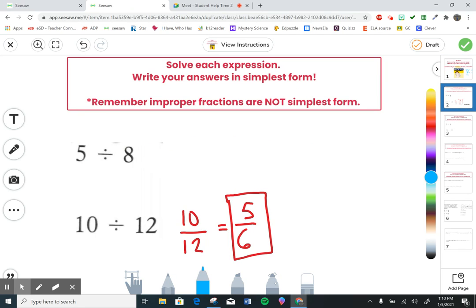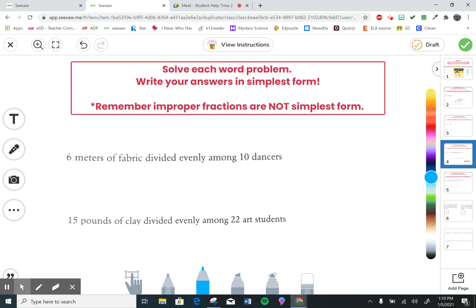So if you take a look on your first page, you'll notice that I did the second one for you. I was explaining what we did yesterday. 10 divided by 12 is the same as 10 over 12, or I simplified by dividing by 2 to get 5 over 6. You'll have a couple problems just like that.